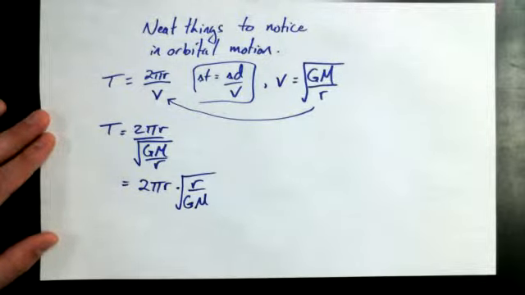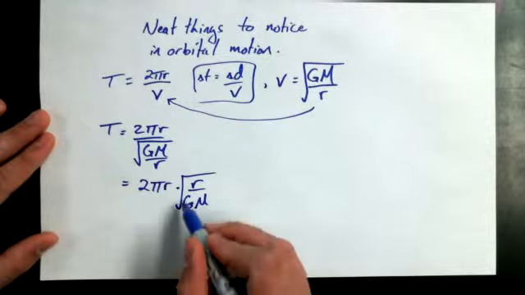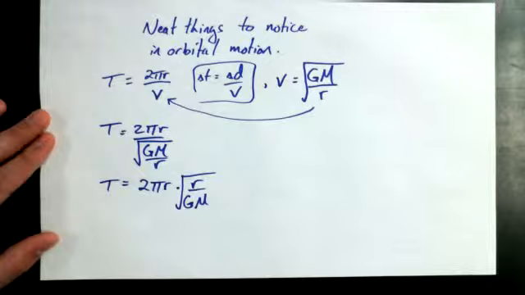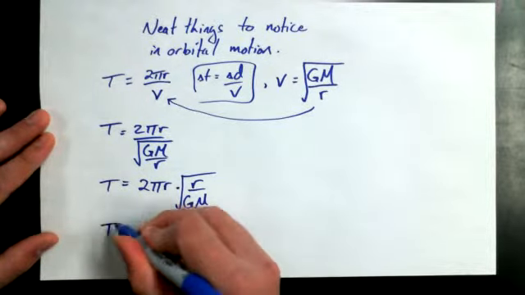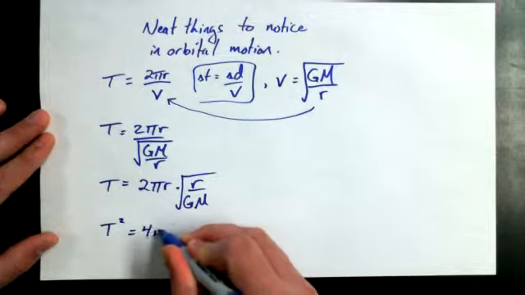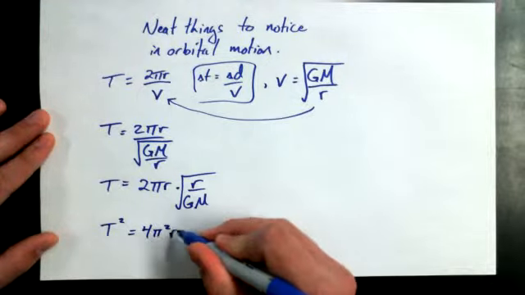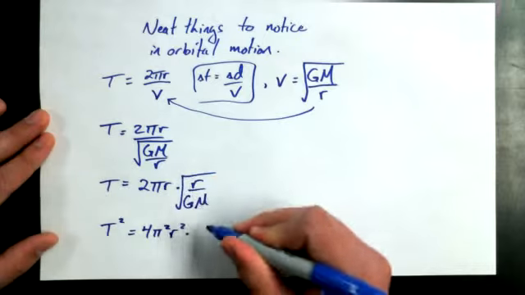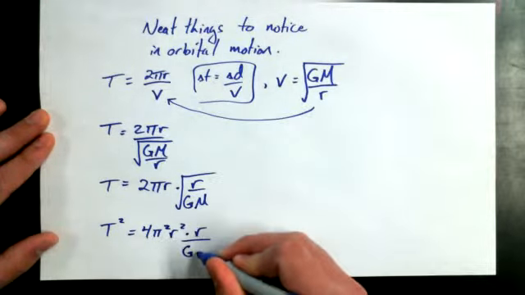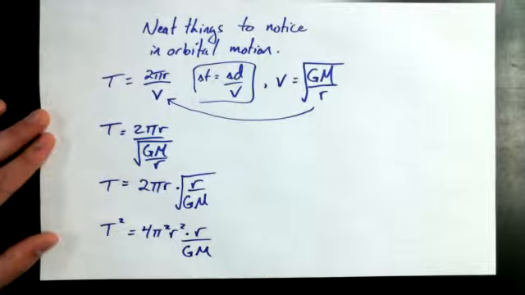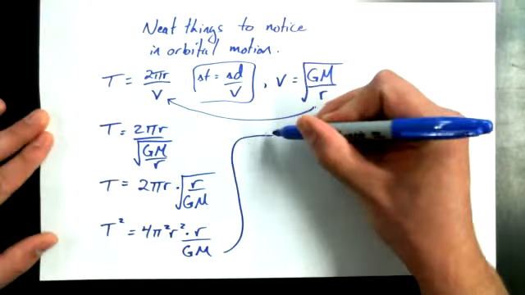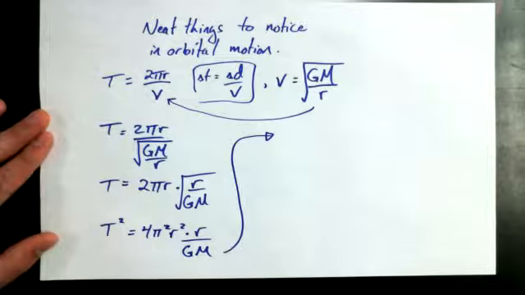Now, if I want to look at this in terms of a non-square-rooted function, what I'm going to do at this point is square both sides. So period squared is equal to 4 pi squared r squared times, and I've squared the whole of both sides, so r over GM. Okay, and I'm not telling you why I'm going where I'm going. This is a neat thing. I say it's neat. You may not say it's neat by the time we're done, but I say it's neat.